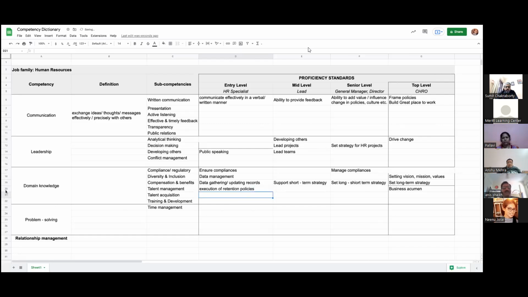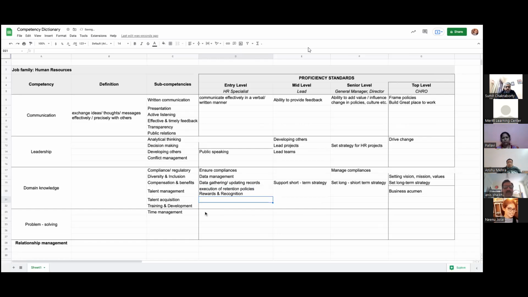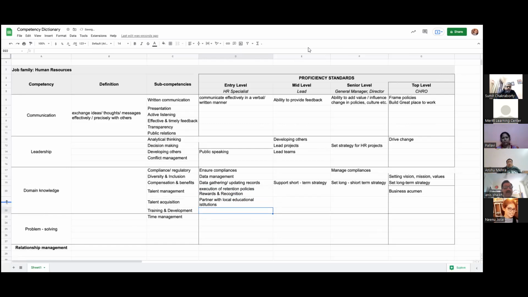In talent acquisition also, he should have a tie-up with the local colleges for placement, partnering with local educational institutes, ITIs or colleges, and hands-on data searching from online portals. Sourcing, hands-on sourcing experience would be the skill. Yeah, hands-on experience on sourcing and contacts.